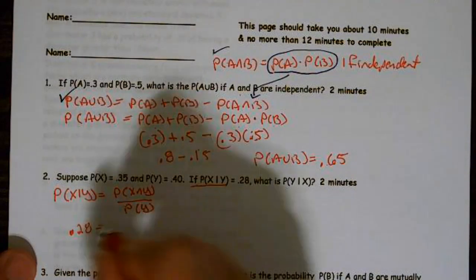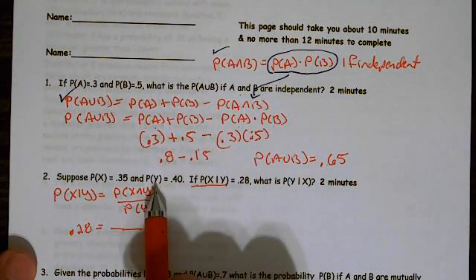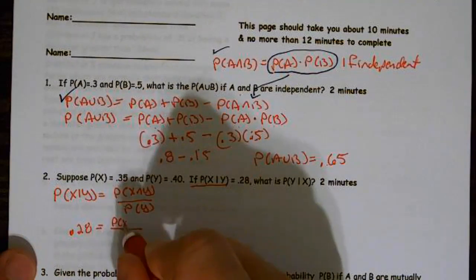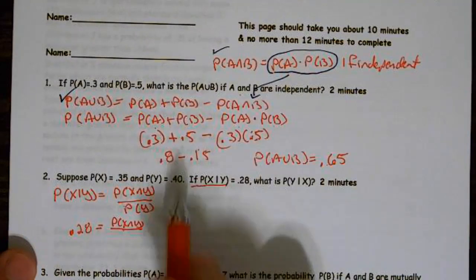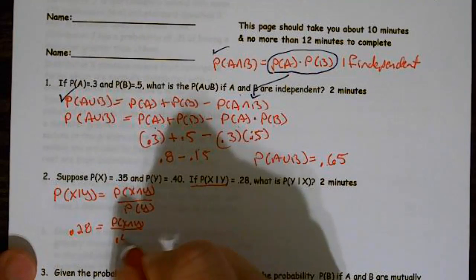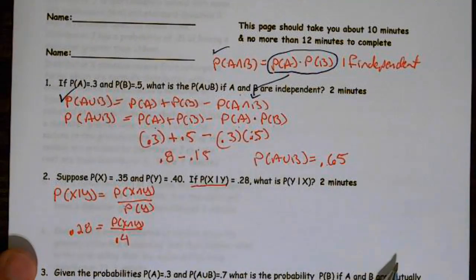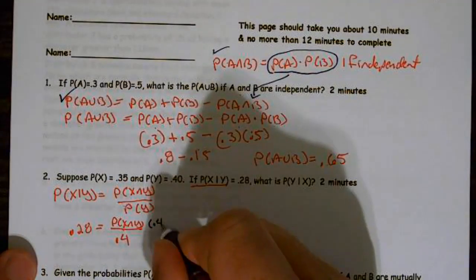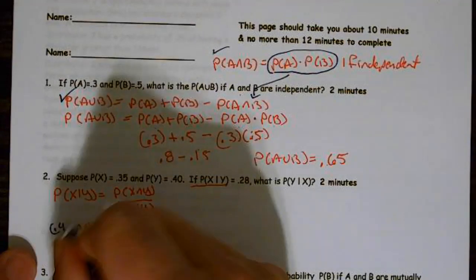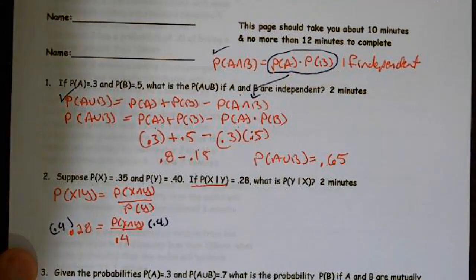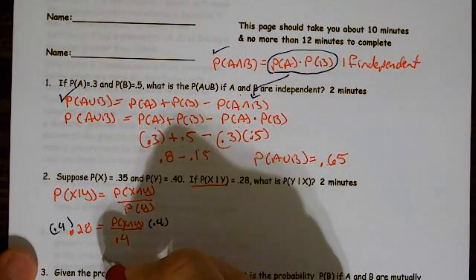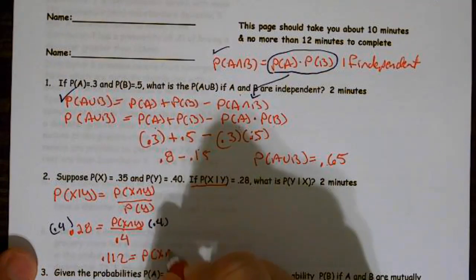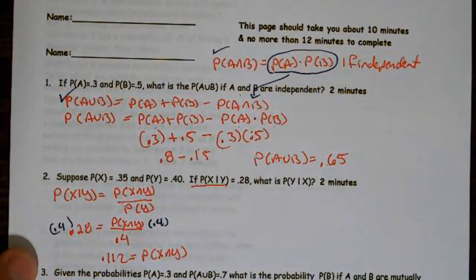So I'm going to plug into that, and I end up with 0.28 equals, and I don't have X and Y, so this I'm just going to probability of X and Y over 0.4. I need to get that out of the denominator, so I'm going to multiply both sides by 0.4. And when I do that, I find out that 0.112 equals the probability of X and Y. So I now know the intersection.